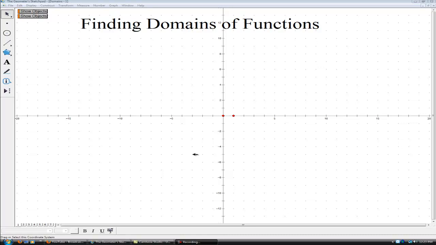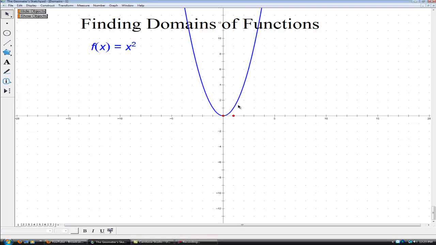This video is about functions, and more specifically finding domains of functions. And when we talk about domains, let's start by looking at a function that we should know. This is our parent quadratic. And domains basically mean the x values that work, that you can put into the function and that you'll get an output.